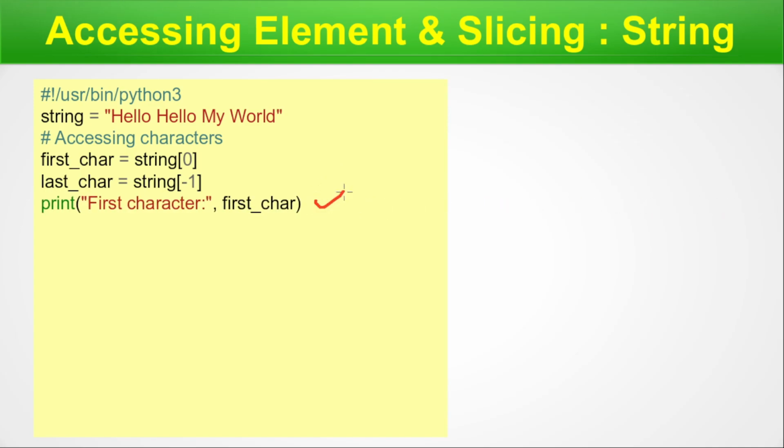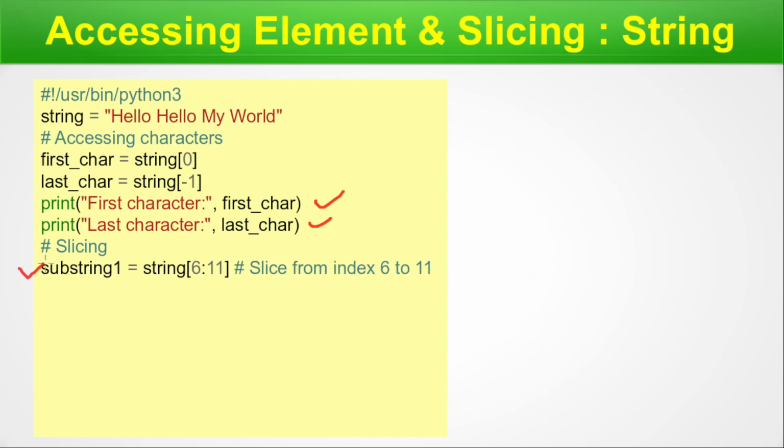Next, we print the first character. Next, we print the last character. And next, we will move on to the slicing. Substring 1. Now, slicing means we have this string, but we need a portion of the string, and this is a non-destructive slicing. Let me emphasize this point. This is non-destructive. That means we say our need is from here to here, from index 6 to index 11. Slice out that part and save it into another variable, but do not destroy the original one. So this is non-destructive.